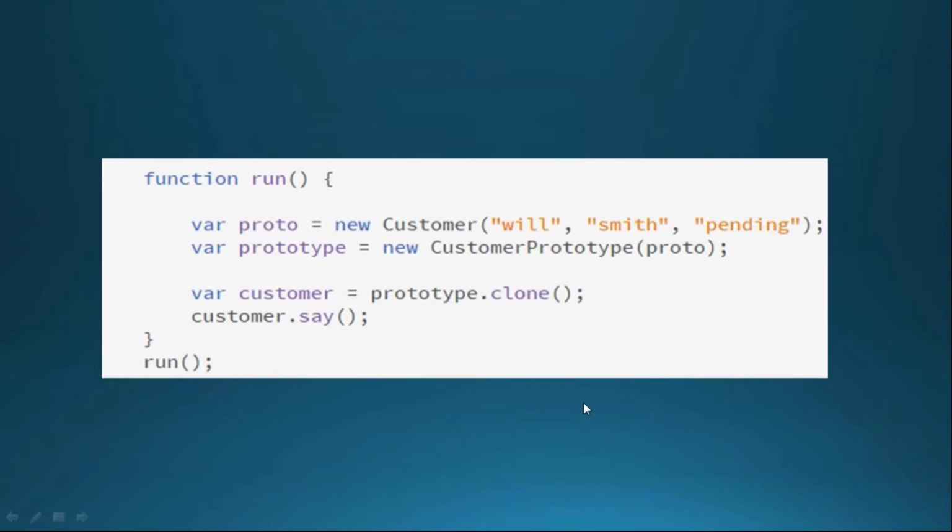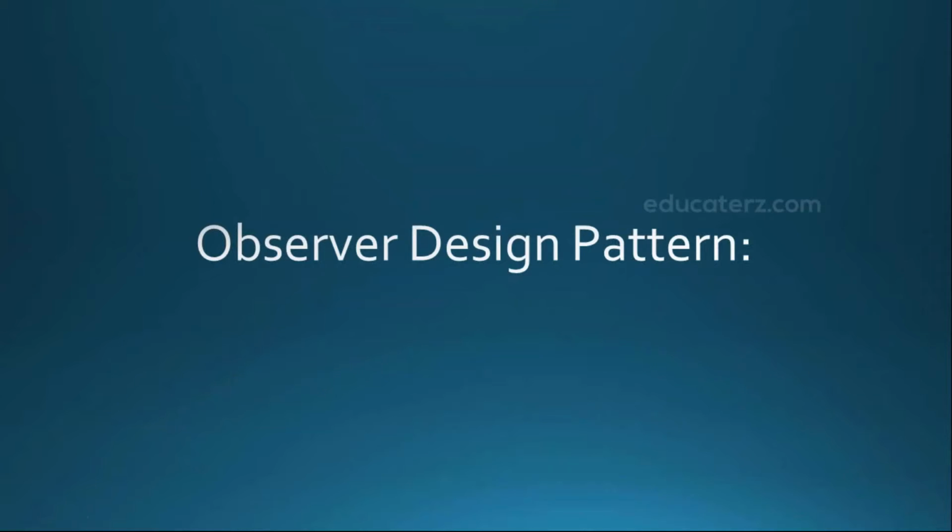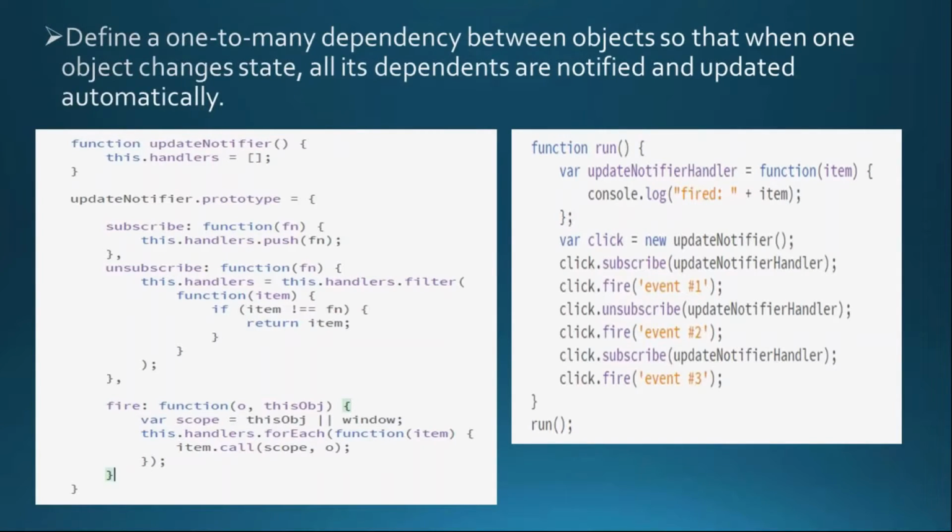Okay, this is all about the prototype design pattern. Now let's look into the observer design pattern. It defines a one-to-many dependency between objects so that when one object changes state, all its dependents are notified and updated automatically. What does this mean? This means that whenever there is a change within an object, it will notify all the handlers which have subscribed to that event. As in JavaScript we have an event, whatever event handlers have subscribed to that event will be notified when that event is dispatched. Similarly, this observer design pattern is used to notify the dependencies when there is a change in the state.